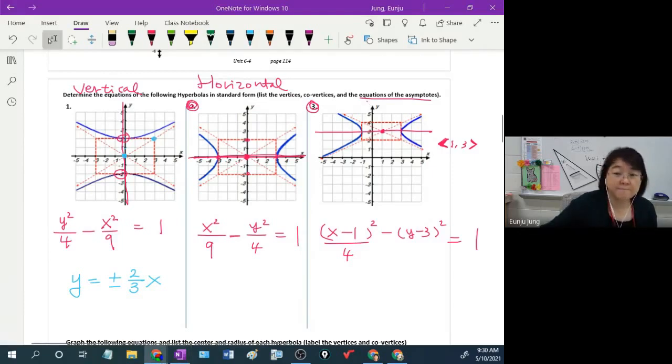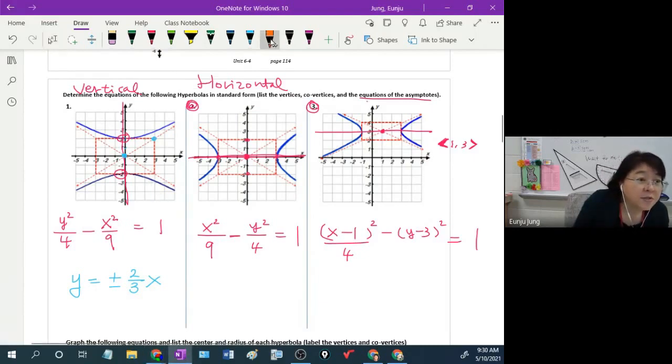Make sense? Okay. What are the vertices? Vertices are, this is the vertex, right? Vertices are there. And this is the co-vertex, right? So you can name those as a point. The vertex. We have 2 vertices at 0, 2 and 0, -2.